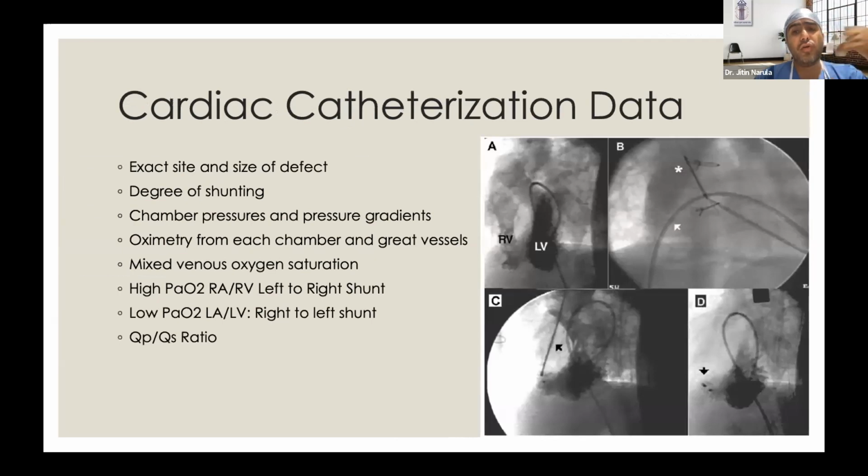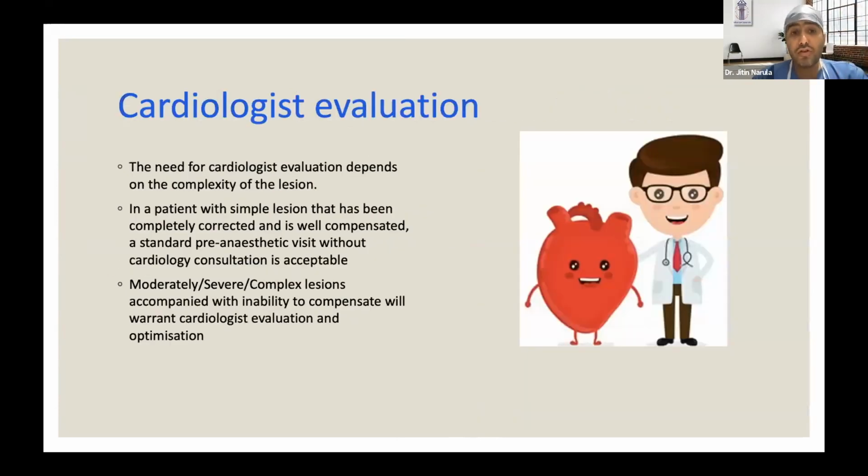Cardiac catheterization data could be available, but it's not necessary that all the children presenting have a cardiac cath done. It can be very helpful in finding the site of the defect, the degree of shunting, exact chamber pressure, oximetry, and QP:QS ratio. A cardiology evaluation may be required, and the need actually depends on the complexity of the lesion. In patients who have a simple lesion that has been completely corrected or is well compensated, a standard pre-anesthetic visit without a cardiology consultation is acceptable. Whereas patients who have moderate, severe, or complex lesions accompanied with inability to compensate will warrant a perioperative cardiologist evaluation and optimization.